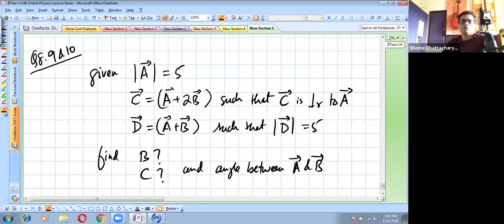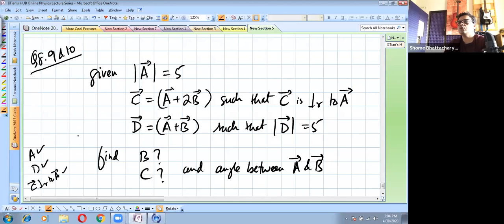Okay. So again, if you think about it, it is down to a situation where certain things are known to us and certain variables are unknown. So we have to generate the number of equations according to the number of variables which are unknown. So what is known to us here? The magnitude of A is known, the magnitude of D is known, and the angle between A and C is known, because it is given to us that C is perpendicular to A. So these three pieces of information are given to us.